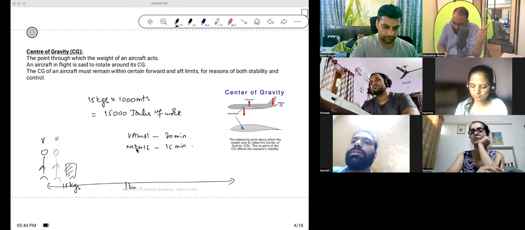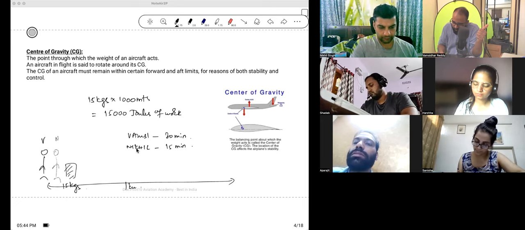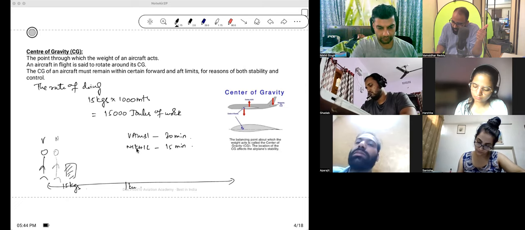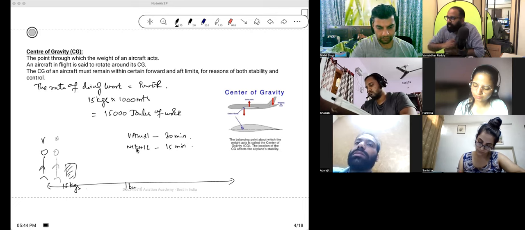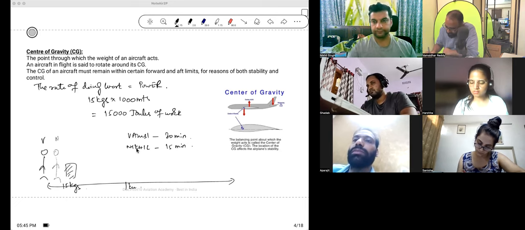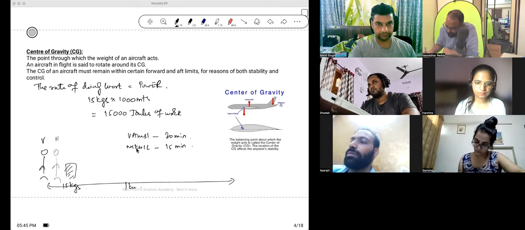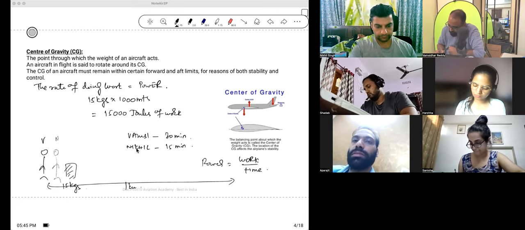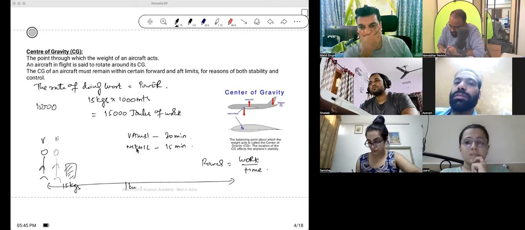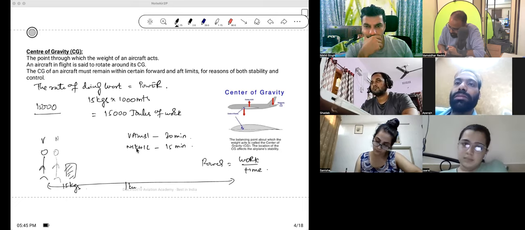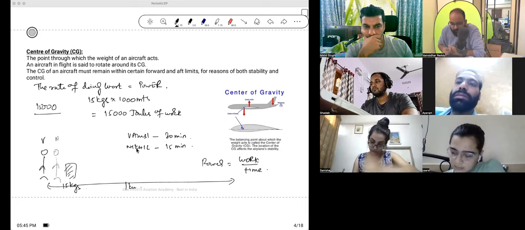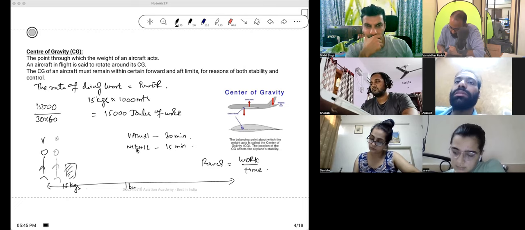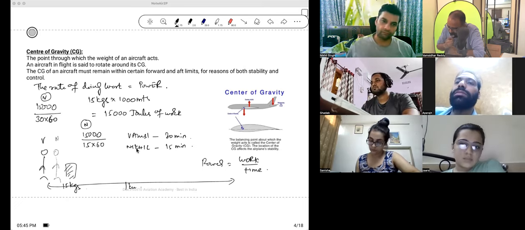Correct? The rate of doing work is called power. Am I super clear on this? Yes, sir. So power is nothing but work by time. We both did 15,000 joules of work. Now, how much time did we take? Vamshi took 30 minutes, 30 into 60 seconds. Nikhil did the same 15,000 joules of work in 15 minutes. Convert into seconds, into 60 seconds. Calculate here.